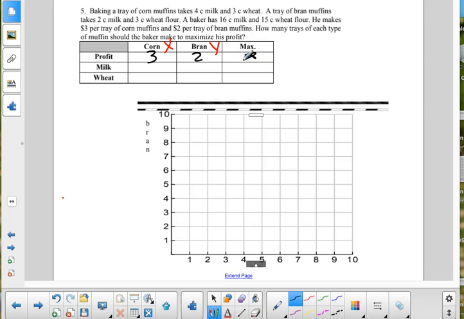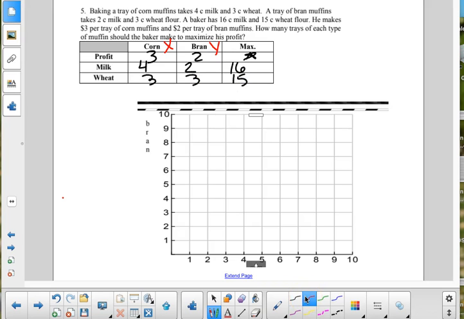How much milk do the corn muffins take? How much milk do the bran muffins take? How much total milk does he have? How much wheat do the corn muffins take? How much wheat do the bran? Total?